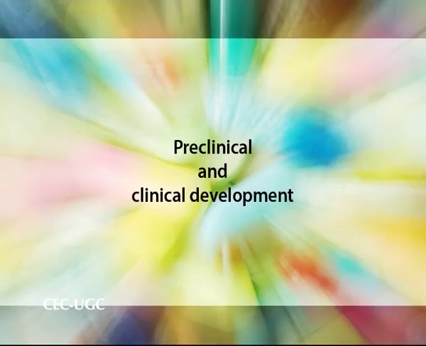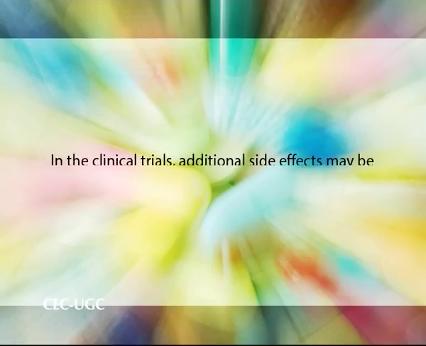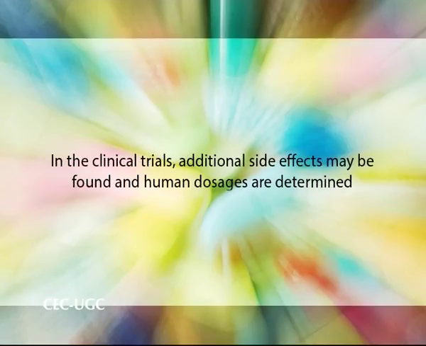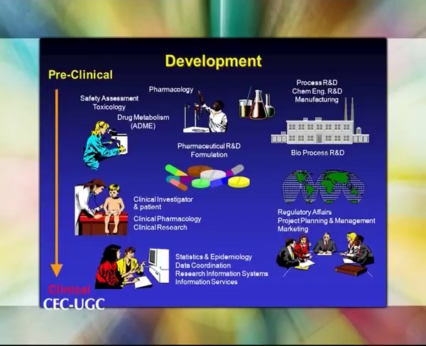Preclinical and clinical development. Once a drug has been shown to be effective by an initial assay technique, much more testing must be done before it can be given to human patients. Animal testing is the primary type of testing at this stage. Eventually, the compounds which are deemed suitable at this stage are sent on to clinical trials. In the clinical trials, additional side effects may be found and human dosages are determined. Clinical trials are designed to determine safety and tolerance levels in humans and to discover how the drug is metabolized.